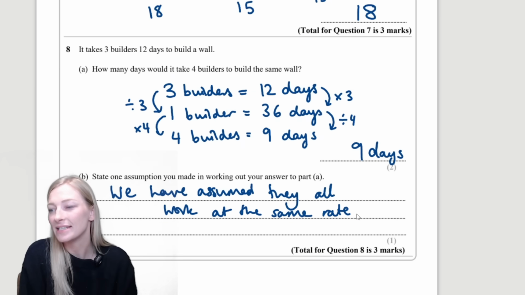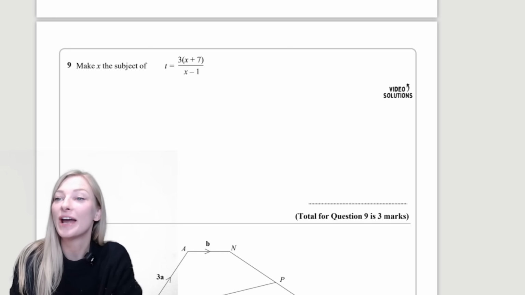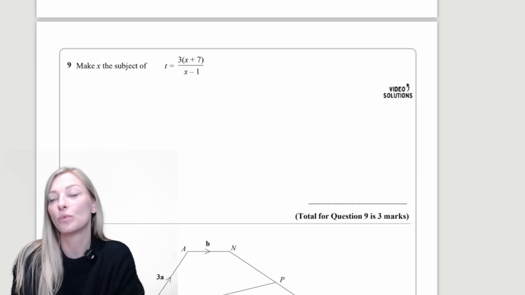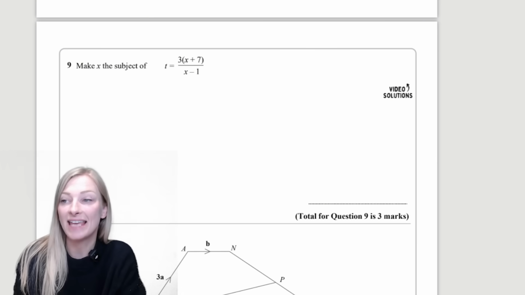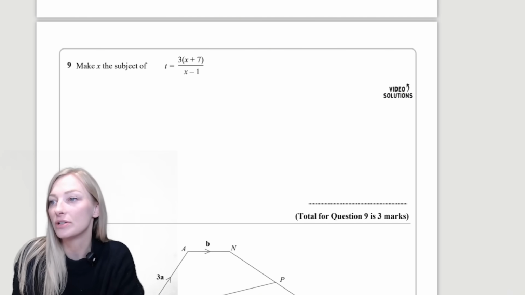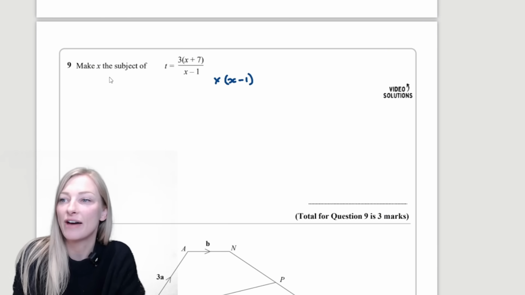And that word rate is really important there. Question number 9, and we're making x the subject of t equals 3 bracket x add 7, all divided by x minus 1. So we're going to start by getting the x's on one side of the equation and everything without an x on the other. And to do that, we're going to multiply by x minus 1 to get rid of that fraction.